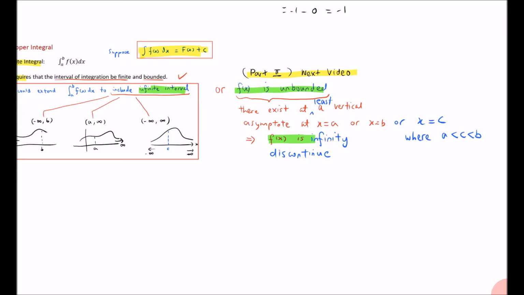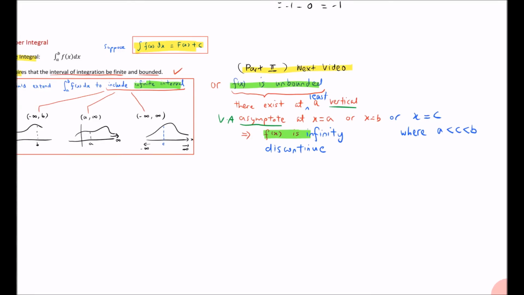Also another thing I want to highlight is VA, the word VA, vertical asymptote. As we go along, I will use VA. VA is your vertical asymptote. Instead of spelling out the whole word vertical asymptote, I'll use VA. So we can begin now.